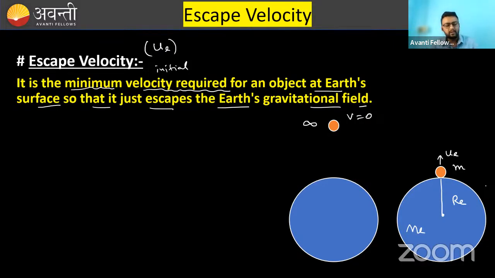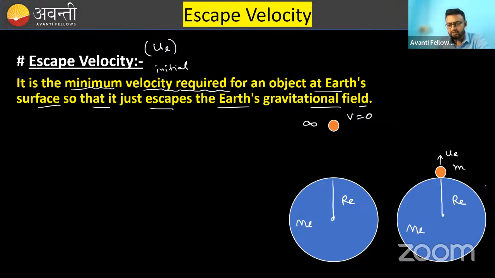I am repeating my words. I have a ball. I have thrown it in the upward direction. The velocity that I gave to the ball initially will be called escape velocity if, after leaving the gravitational field, it has no velocity. Clear? So this is the situation. The mass of the Earth is Mₑ. Radius of the Earth is Rₑ. So we can apply conservation of energy here.